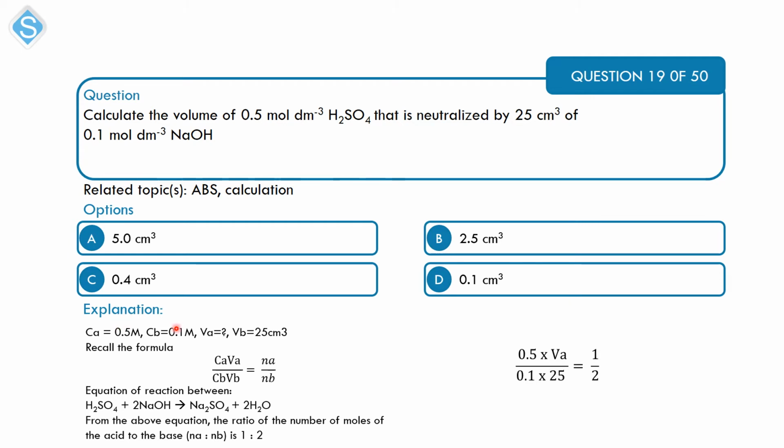We now substitute what we have already. CA is 0.5 times VA, which is what we're looking for. CB is 0.1 times 25 equals the ratio of NA to NB, that is 1 to 2. The next thing is we cross multiply. You have 2 multiplied by 0.5 times VA equals 1 times 0.1 times 25. 2 times 0.5 is 1, so 1 times VA is just VA. Then 1 times 0.1 is 0.1, times 25, and that is 2.5 centimeter cube. That makes B the correct option.